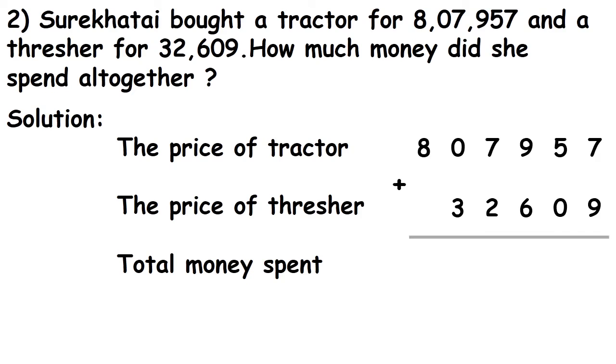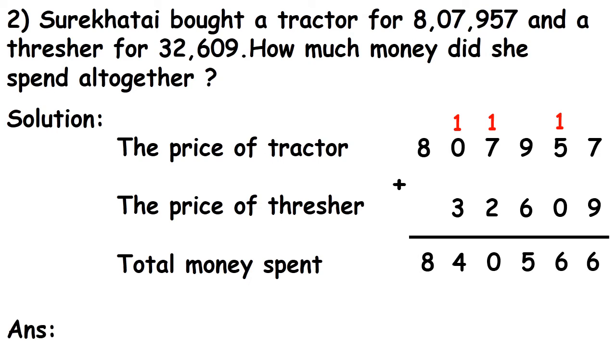So 7 plus 9 will become 16. 1 we will carry and 6 will be written in the units place. 1 plus 5 plus 0 will become 6. 9 plus 6 is 15. So 1 we have to carry and now we can write 5. 1 plus 7 is 8 plus 2 is 10. 1 plus 3 will become 4 and 8. Since there is no other number to add, we will directly write down 8.